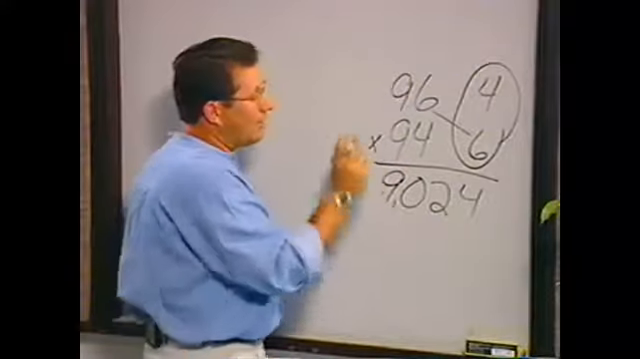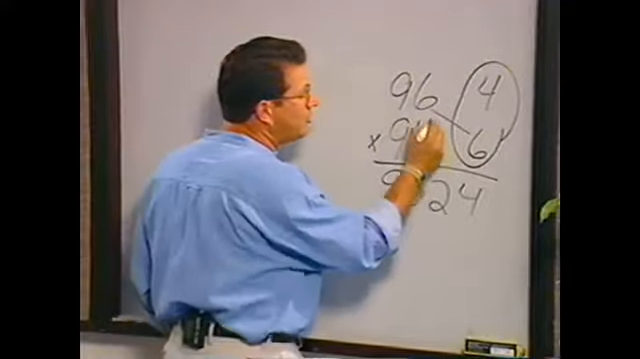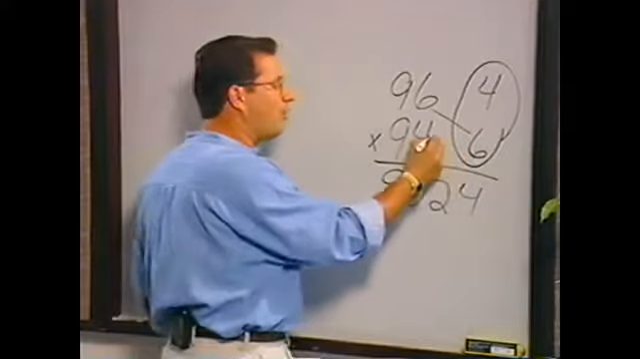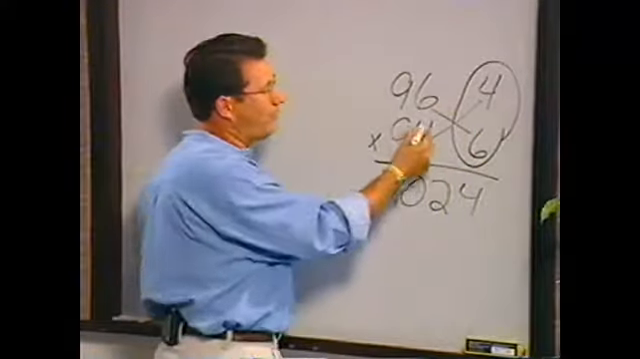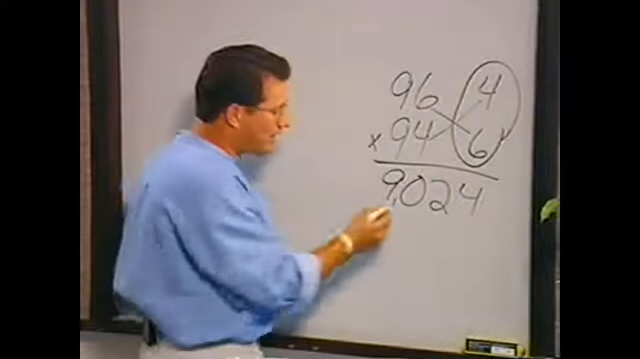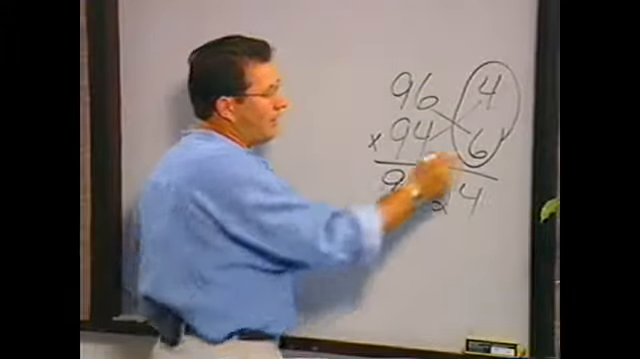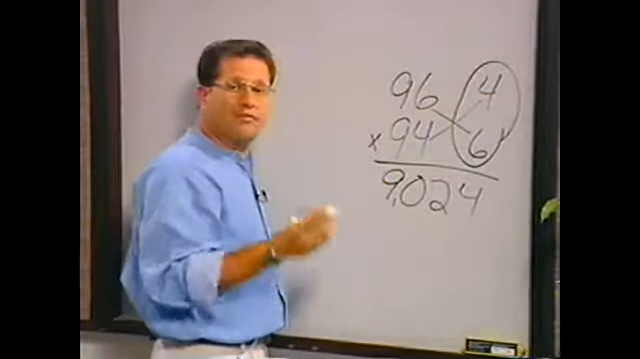It's that simple. And look, what's really neat about this is that you could subtract 96 minus 6, or you could subtract the other way. What's 94 minus 4? 90. Either way, you're going to get the same answer. And then all you do is multiply the two numbers on the right, and that's it.